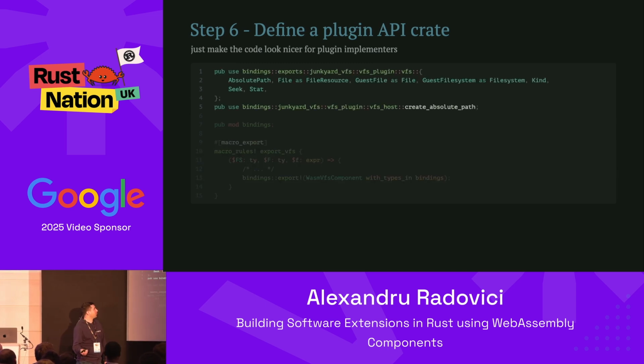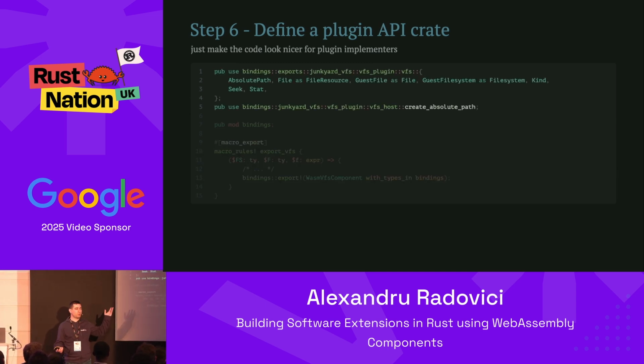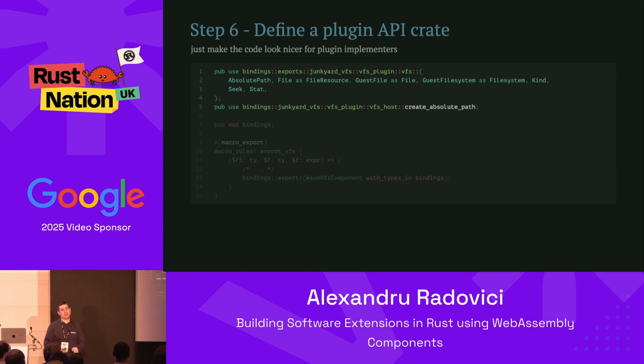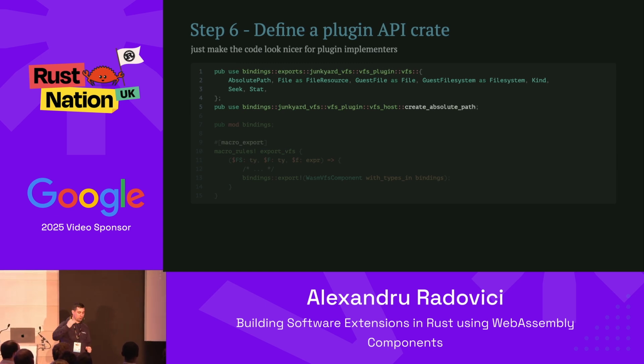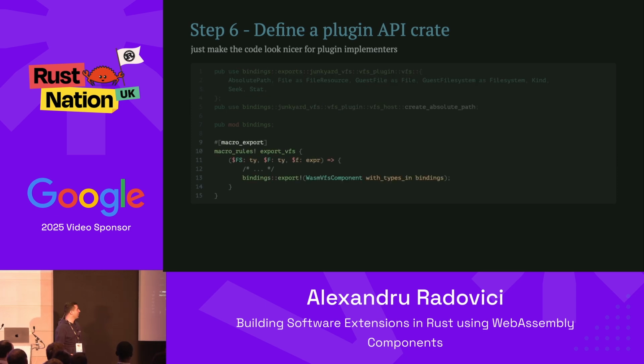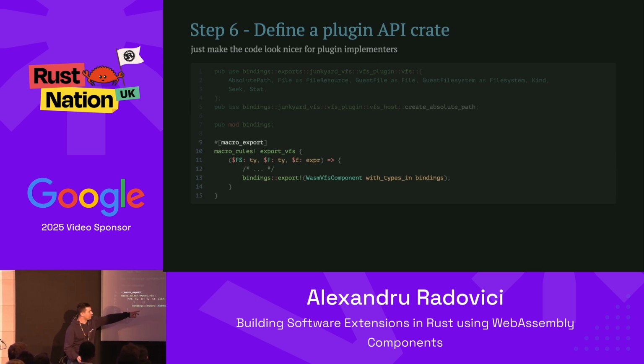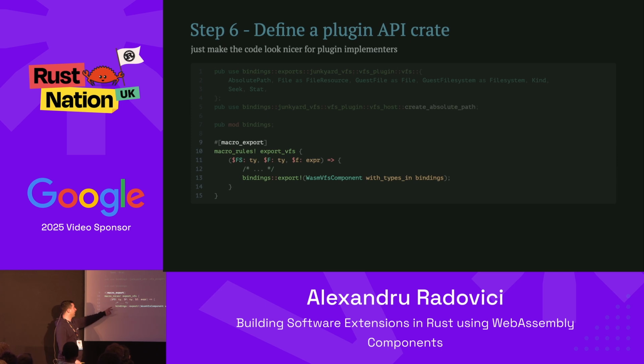This looks pretty bad. I mean, if your user has to import these things from that package, not great. So this is an API crate. You create this for your plugin developers. You ship them a crate which glues this and exports nice types. And you need a macro for this. I mean, this macro is really bad, like types in bindings. No. I want an export VFS, type of the file system, type of the file, and initialization of my plugin.